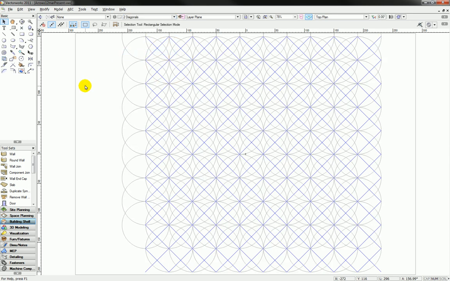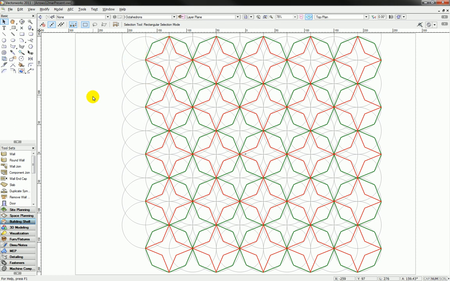and where the diagonals cross we draw a circle, in fact lots of circles. See the circles drawn around the grid. Within every other circle we draw an octahedron, and in fact we draw two octahedrons.